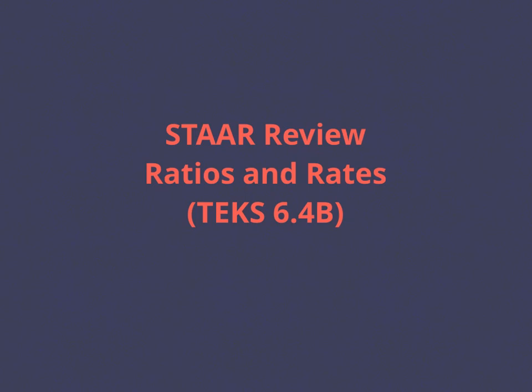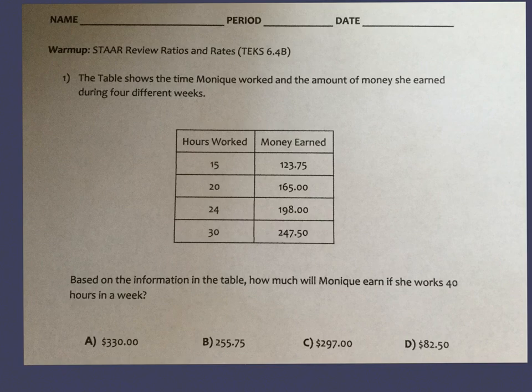In this lesson, we'll be reviewing ratios and rates, meeting the requirements for TEKS 6.4B. In our first problem, the table shows the time Monique worked and the amount of money she earned during 4 different weeks. It appears in the first week, she worked 15 hours and was paid $123.75. In the second week, she worked 20 hours and made $165.